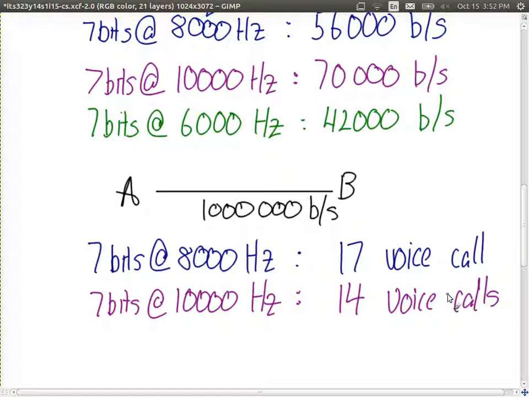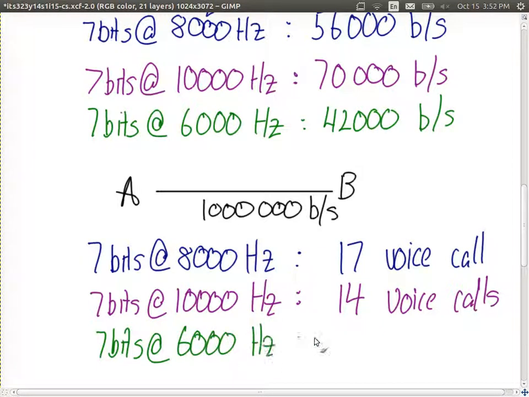In the green one, at 42 kilobits per second, we get how many voice calls? 23 voice calls. That's best. The best.